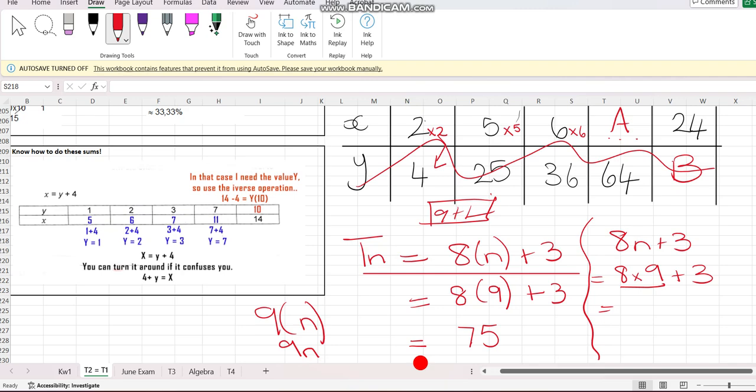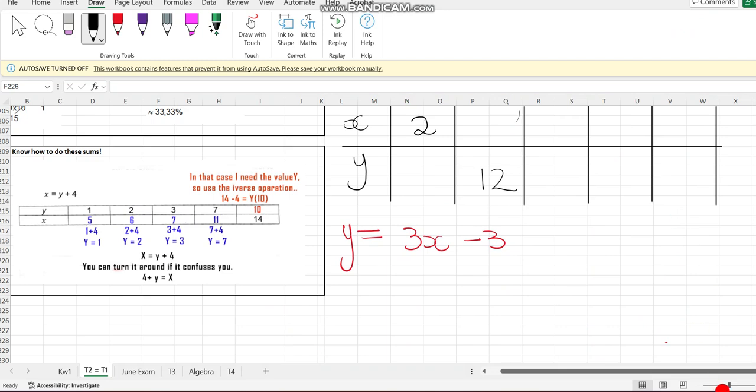That first, according to BODMAS, which would give you 72, if you really want to do it the long way, and 75. Okay? So always just follow the general rule and replace the n with whatever term number they would like you to work out.